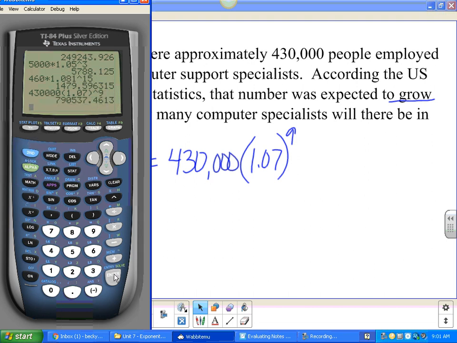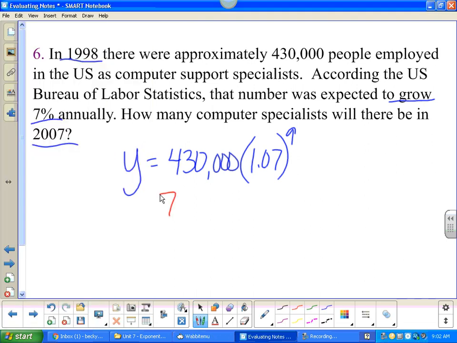So 790,537. Now this is a decimal, but we're talking about people. So what I really want to do is look at that first 4 that's after the decimal, and since it's only a 4, I'm not going to round up. So it's just going to be 790,537 because it's people.